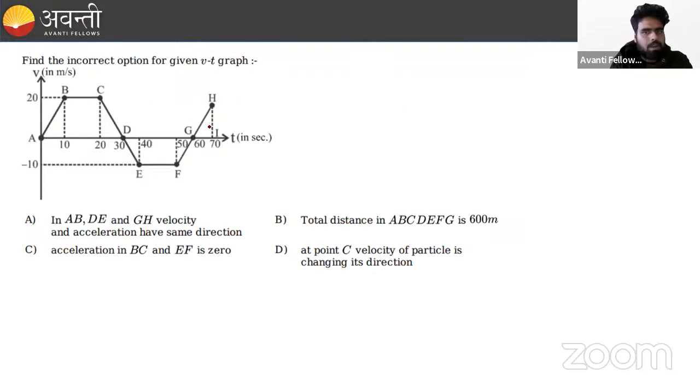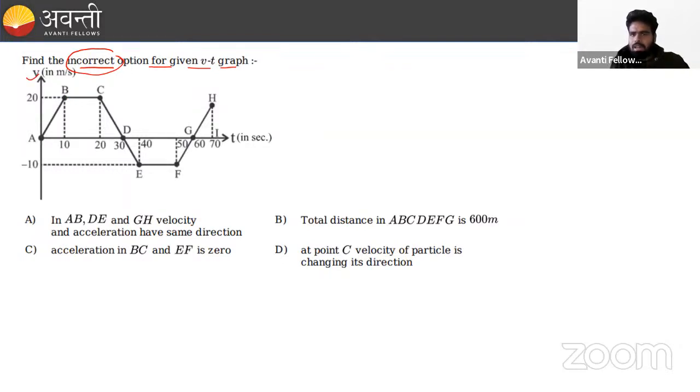In the next problem, first of all, read the question carefully. What is given here? Find the incorrect option for a given VT graph. In this problem, we have to find out the incorrect option. Sometimes, students, what is the mistake we make? We do not read the question carefully, and because of this we are not able to solve a very easy problem. So first of all, what is our role? Firstly, we have to read the question very carefully. It is given that we have to find out the incorrect answer. And here the graph of v versus t is given.